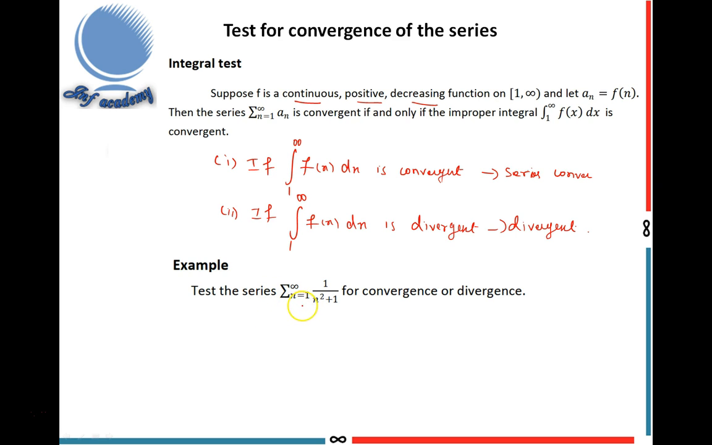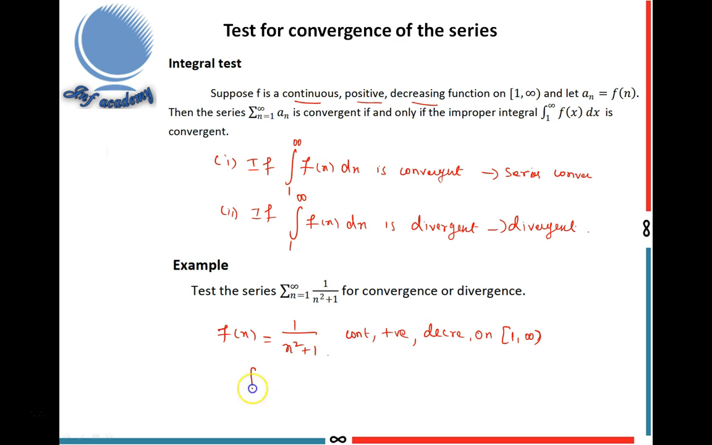Test the series sigma n equal to 1 to infinity 1 by n square plus 1 for convergence or divergence. The function f of x is the a_n term, that is, f of x equal to 1 by x square plus 1. Obviously, the function f of x is continuous, positive, and decreasing. You have to check these 3 conditions on the interval [1, infinity). So we use the integral test.